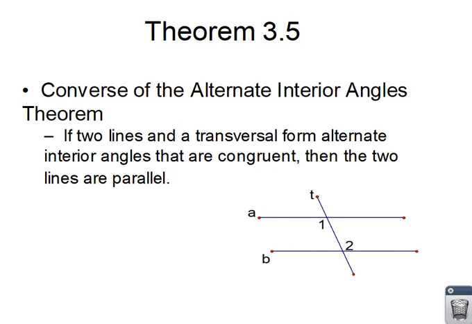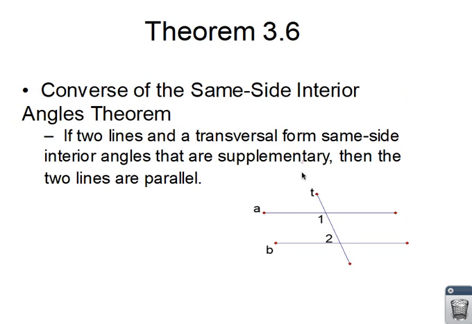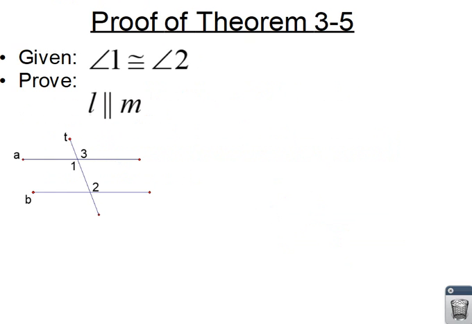Alright, converse of alternate interior angles theorem. Same deal. So if the alternate interior angles are congruent, so if angle 1 is congruent to angle 2, then the lines are parallel, so A is parallel to B. Converse of same side interior angles. So if angle 1 plus angle 2 make 180, then the two lines are parallel, so A is parallel to B. Okay, so it's just reversing what we did before.